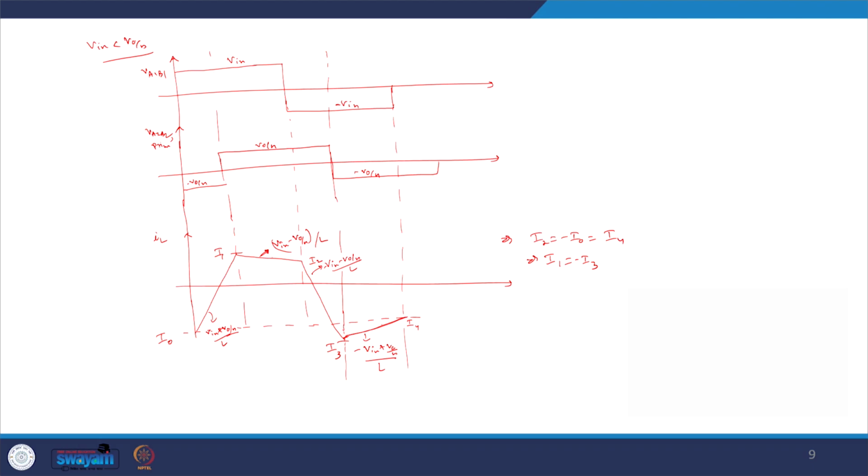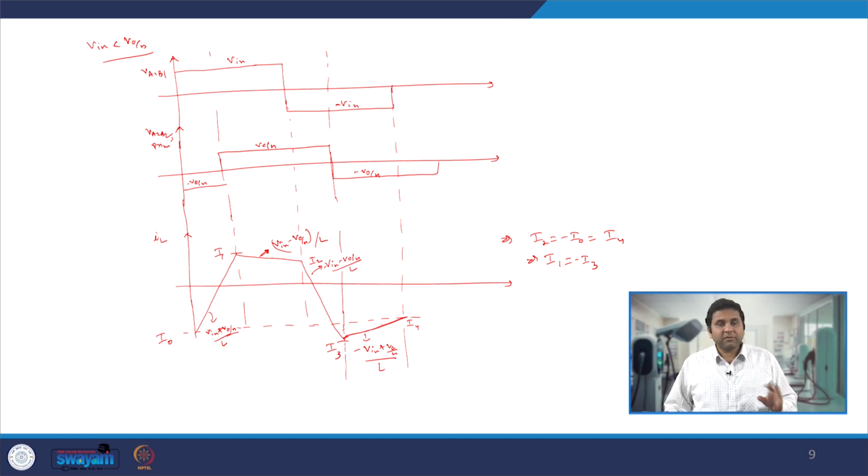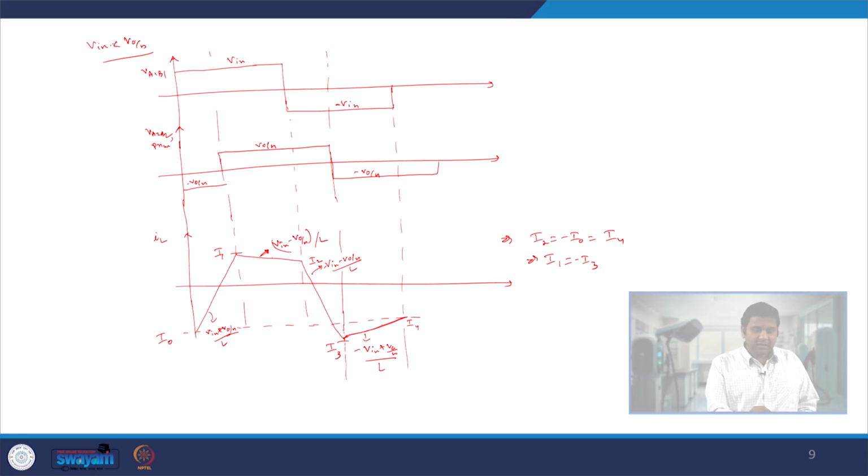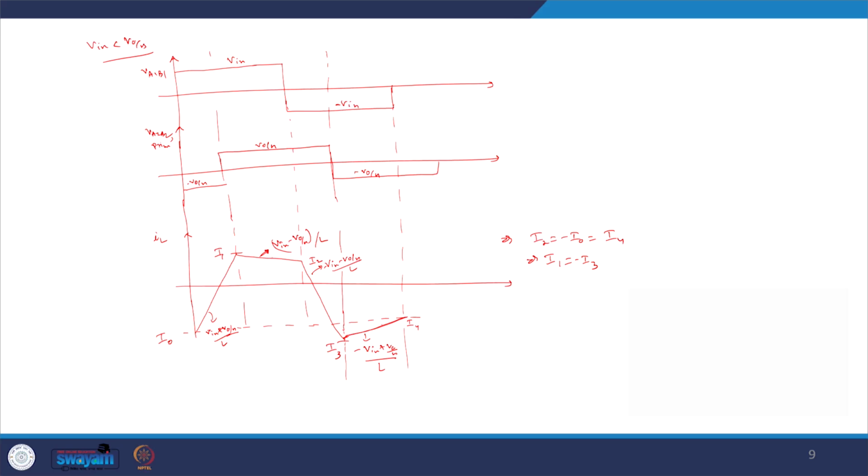So the shape of the waveform changes, and one can easily find the RMS current of this particular waveform and understand the impact of V in greater than V naught by N or V in less than V naught by N. Then, for the smallest value of RMS current of the inductor, one can choose the number of turns N, because here my V in and V naught are fixed. If I change the N value, I can make V in either greater or smaller than V naught by N. That iteration the designer has to do.